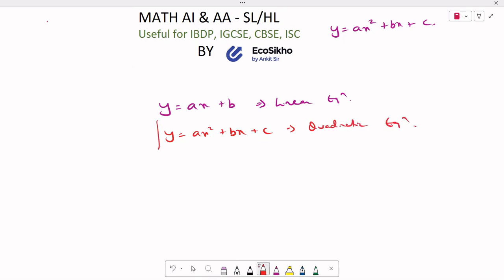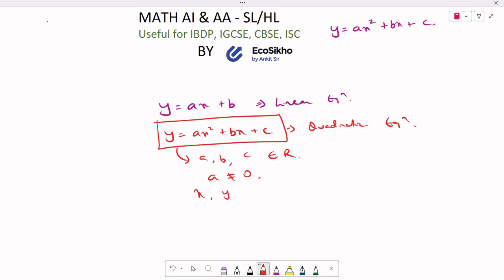In our case, we are calling it a quadratic function. In this quadratic function, a, b, and c are real numbers, and a is not equal to 0, because if a becomes 0, it will become a linear equation. And x and y are variables.